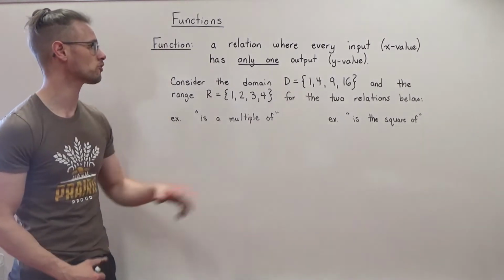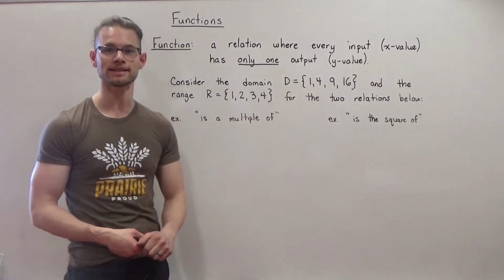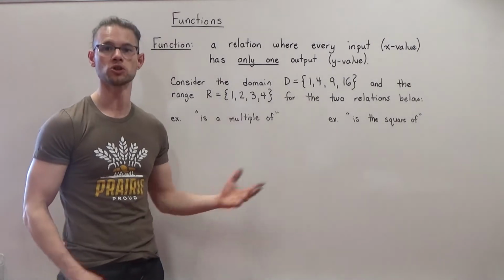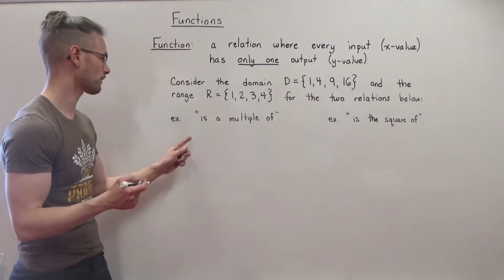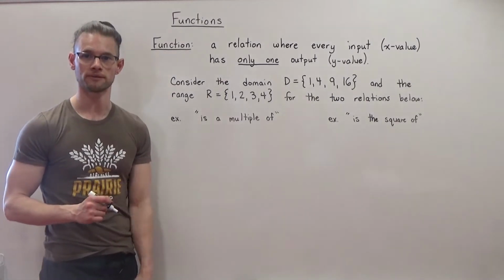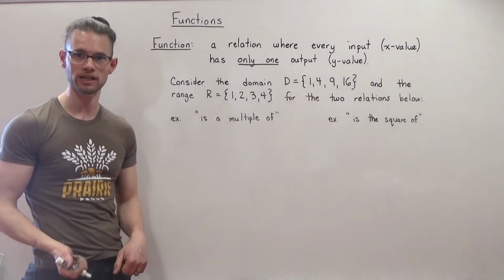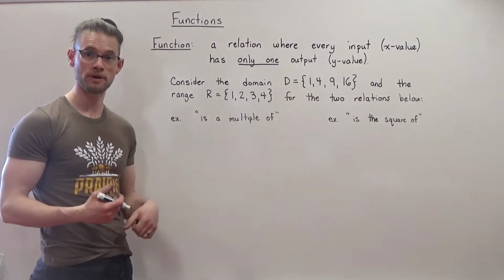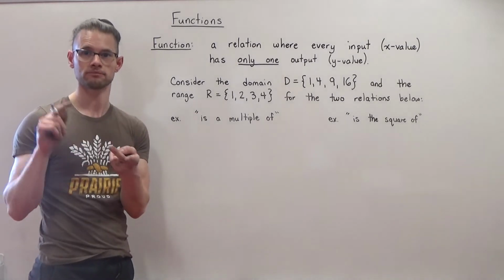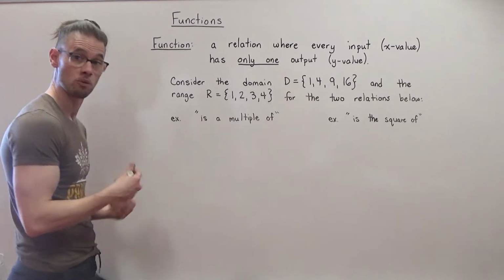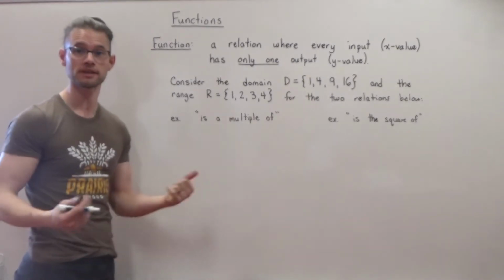So I've said consider the domain 1, 4, 9, 16 and the range 1, 2, 3, 4 for the two relations below. So for the first one it says "is a multiple of." And throughout this unit we've been looking at multiple ways to represent relations. So for this part right here we're going to do it as an arrow diagram, a set of ordered pairs, and a graph. Okay, so if you want to pause the video and try both of these, I'd encourage you to do so.